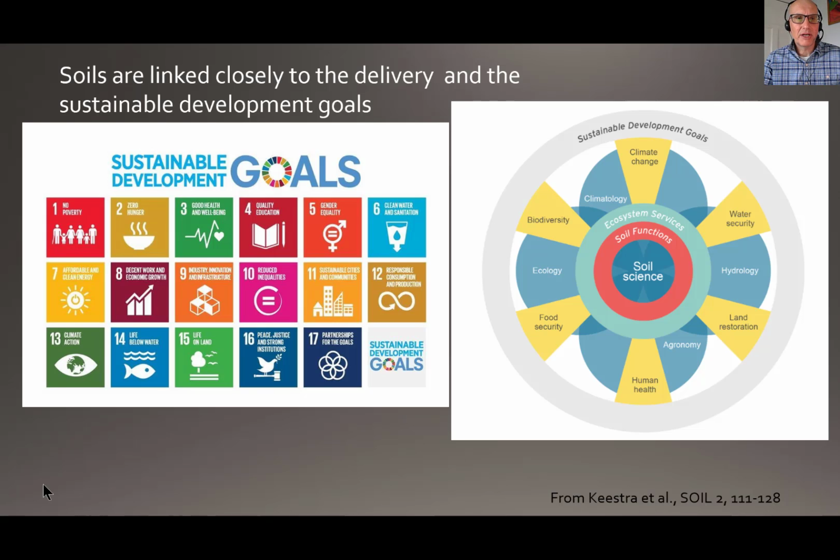And the one I'm really interested in thinking about today is around food production, and so the link then very much into SDG 2, the zero hunger goal.